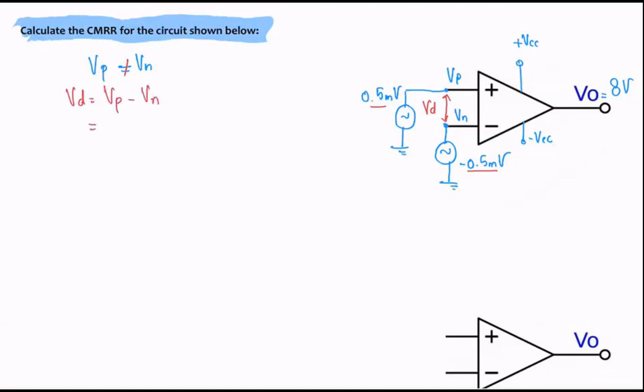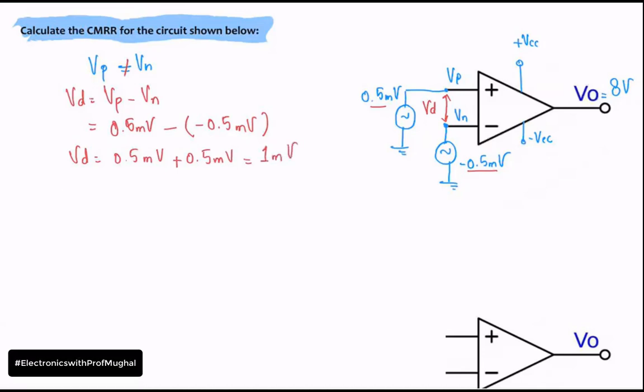Vp here is how much? 0.5 millivolt. Then we have Vn, which is negative 0.5 millivolt here. If I do the math here, I basically get 0.5 millivolt plus 0.5 millivolt, and that gives me the differential voltage of 1 millivolt.